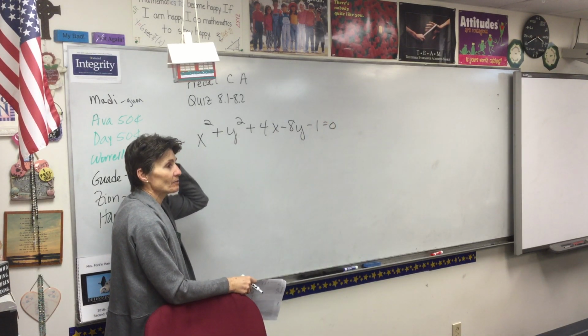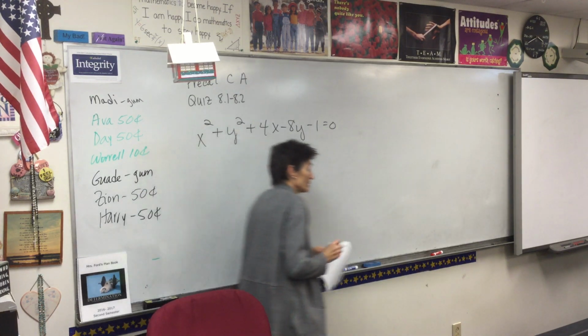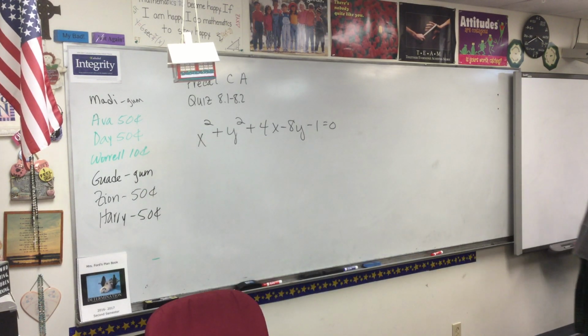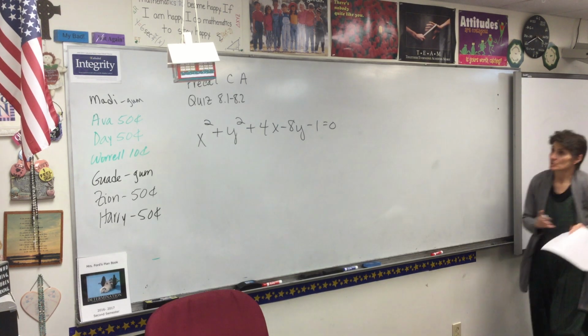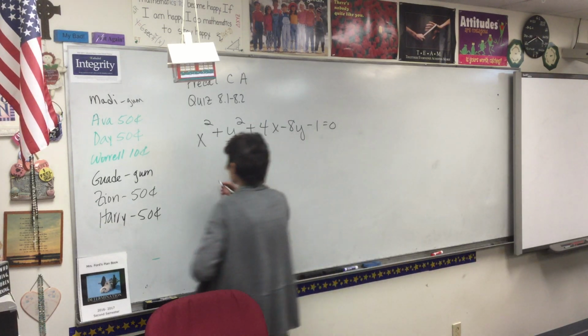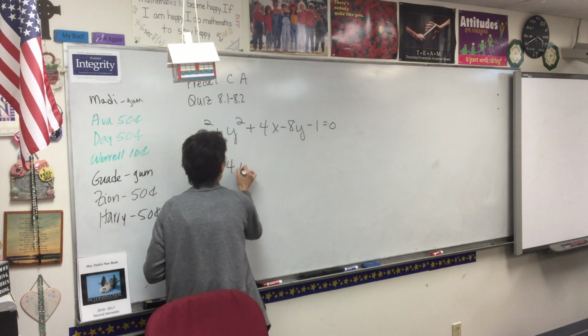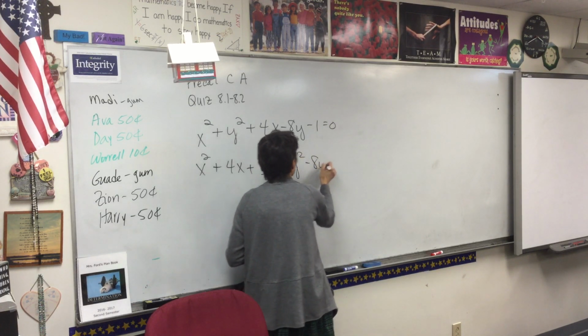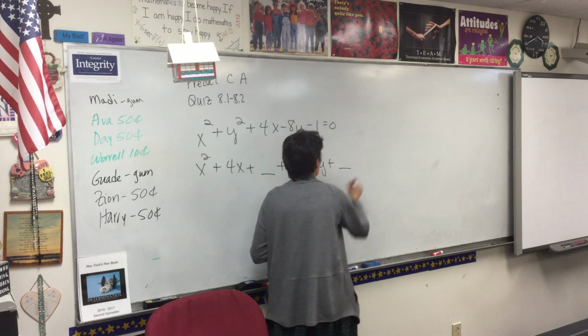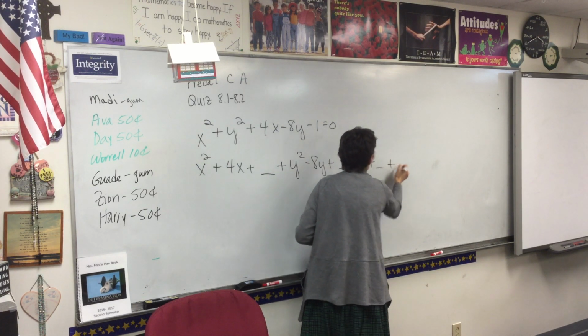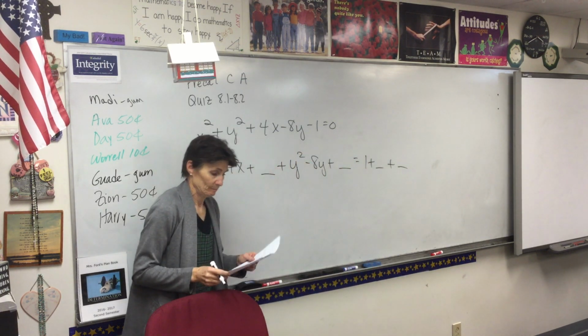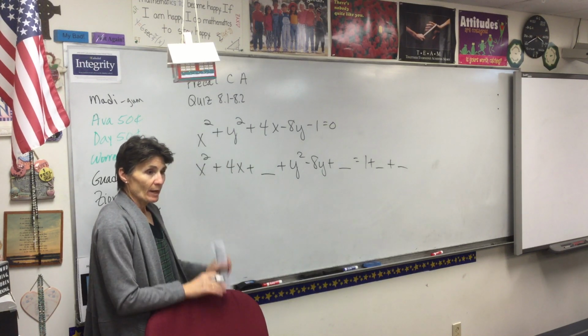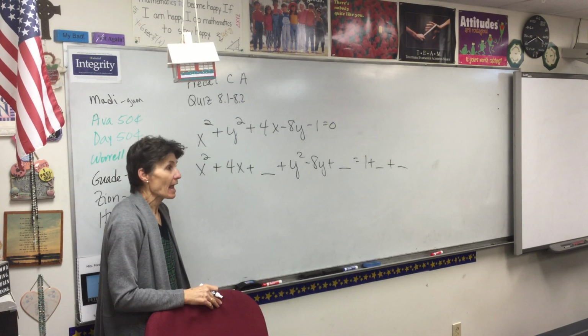So the first thing we have to do is what? Move the one and get things grouped. So I have x squared plus 4x plus blank, y squared minus 8y plus blank. Now the 1 goes over along with the 2 blanks. Okay, we just went through this. This is exactly what we just did.